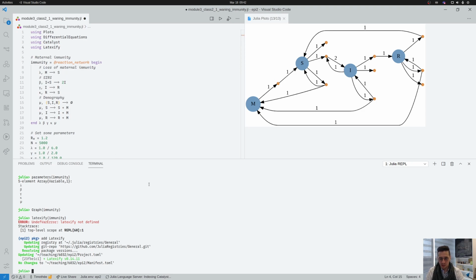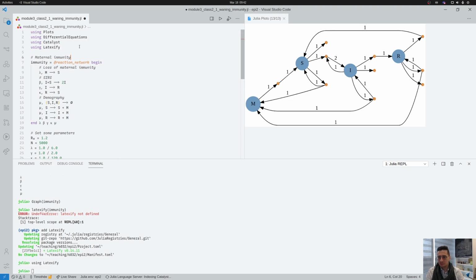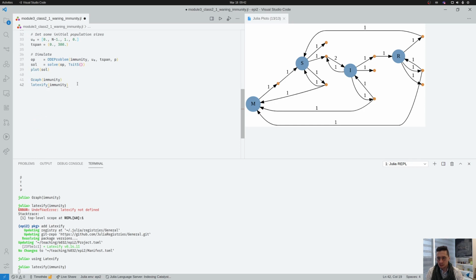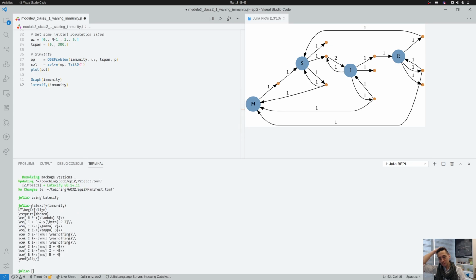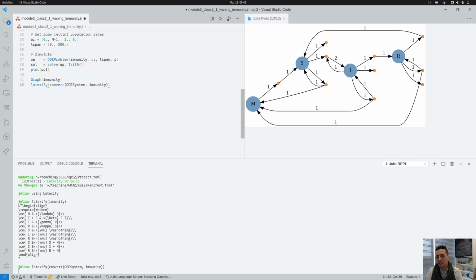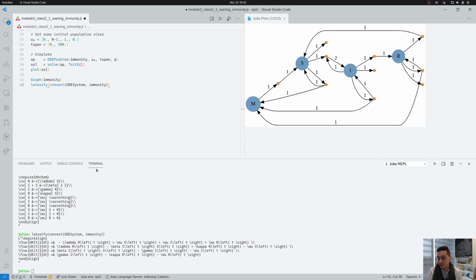I'm just going to load the package to show you. If we do that, it is going to give us LaTeX code that does not look like an equation. It's using a package for chemical reactions. So if we want to see the system of differential equations, we have to wrap that into a call to convert and transform that into a system of differential equations. That makes sense. Now it's aligned, it's dM over dt and all of that.